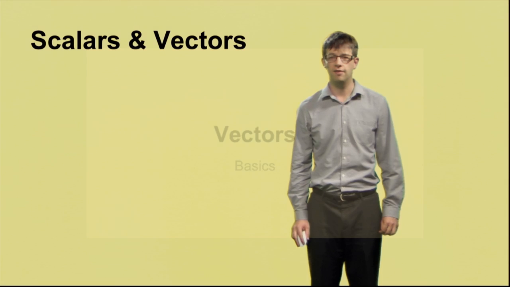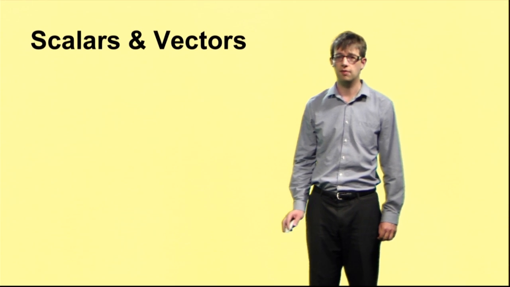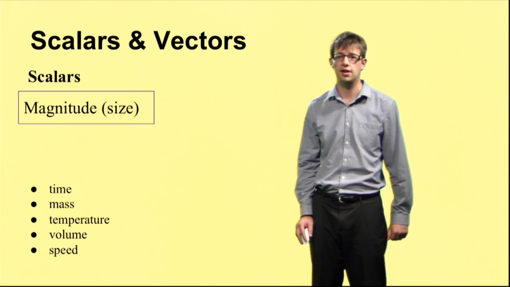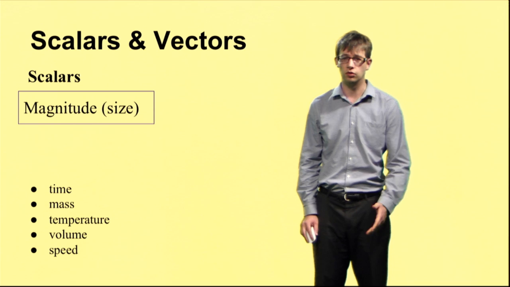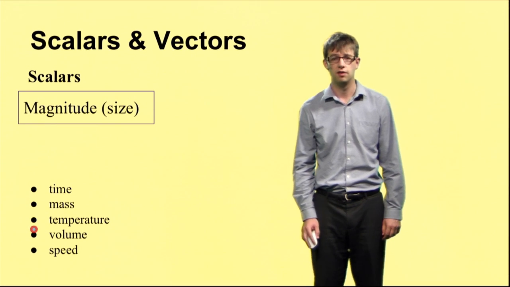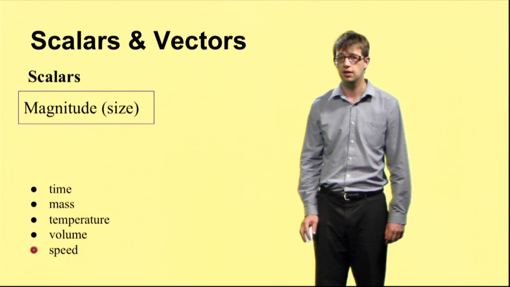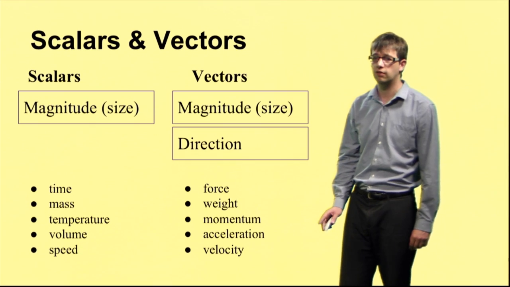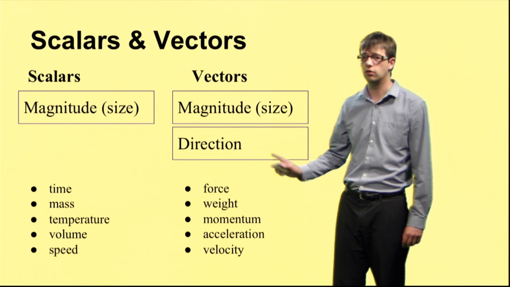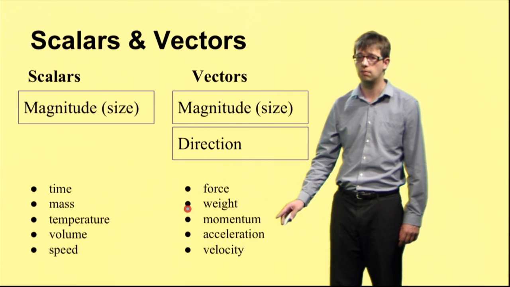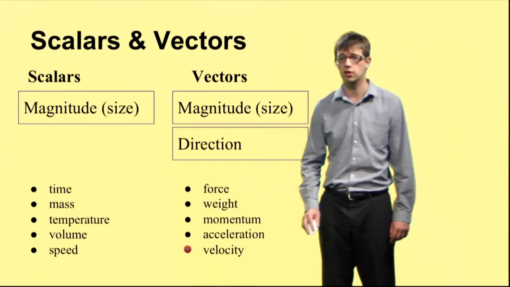Today we're going to be looking at vectors, and to do that we need to have a quick look at scalar quantities. Scalar quantities are just quantities that have magnitude or size, so things like time, mass, temperature, volume or speed, all things that involve size. And vectors include a direction component as well, so things like force, weight, momentum, acceleration or velocity.